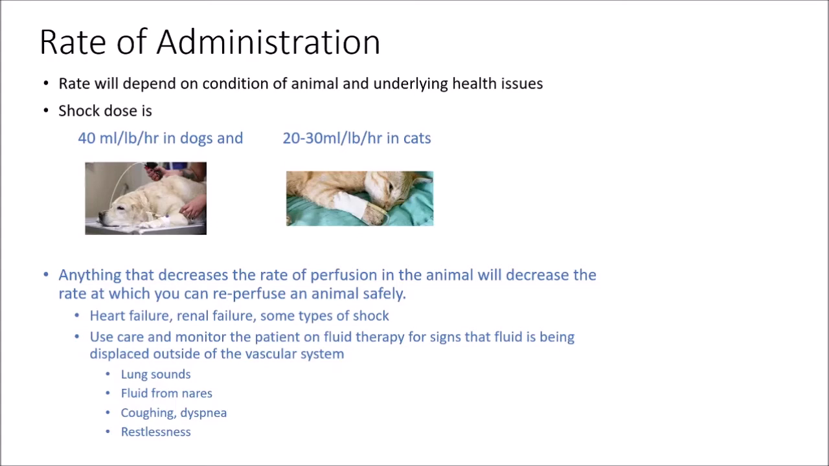And again, you do need to remember these doses: 40 mils per pound per hour in dogs and 20 mils per pound per hour in cats.